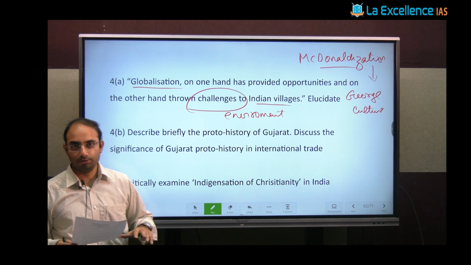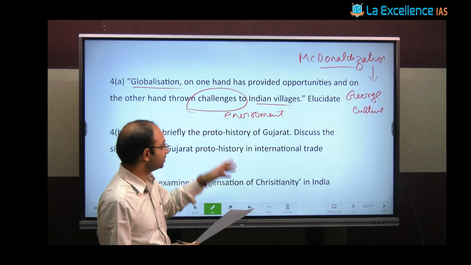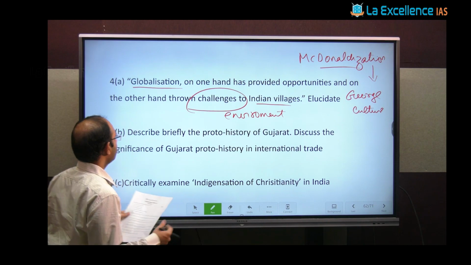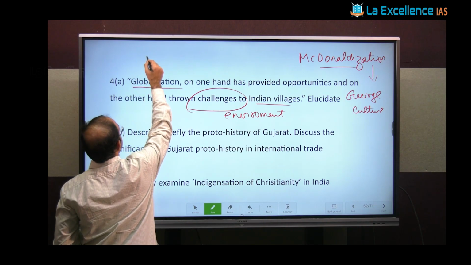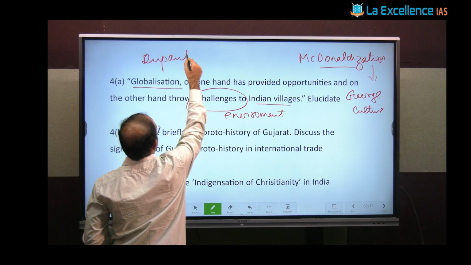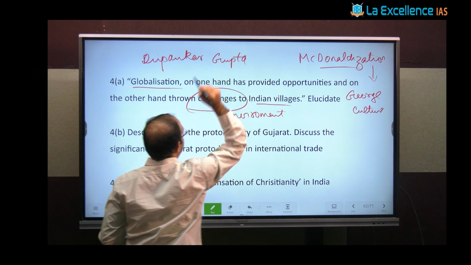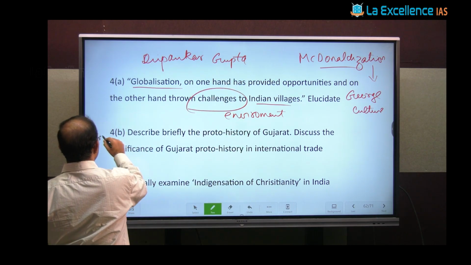Those who are well off are able to benefit more from globalization, whereas those who are not are losing out. So all of this can be discussed, and quote any case studies. You can quote case studies notably by Dipankar Gupta. We discussed the Dipankar Gupta case study in our class, so you can use this as the basis to guide your discussion. Now coming to 4B.